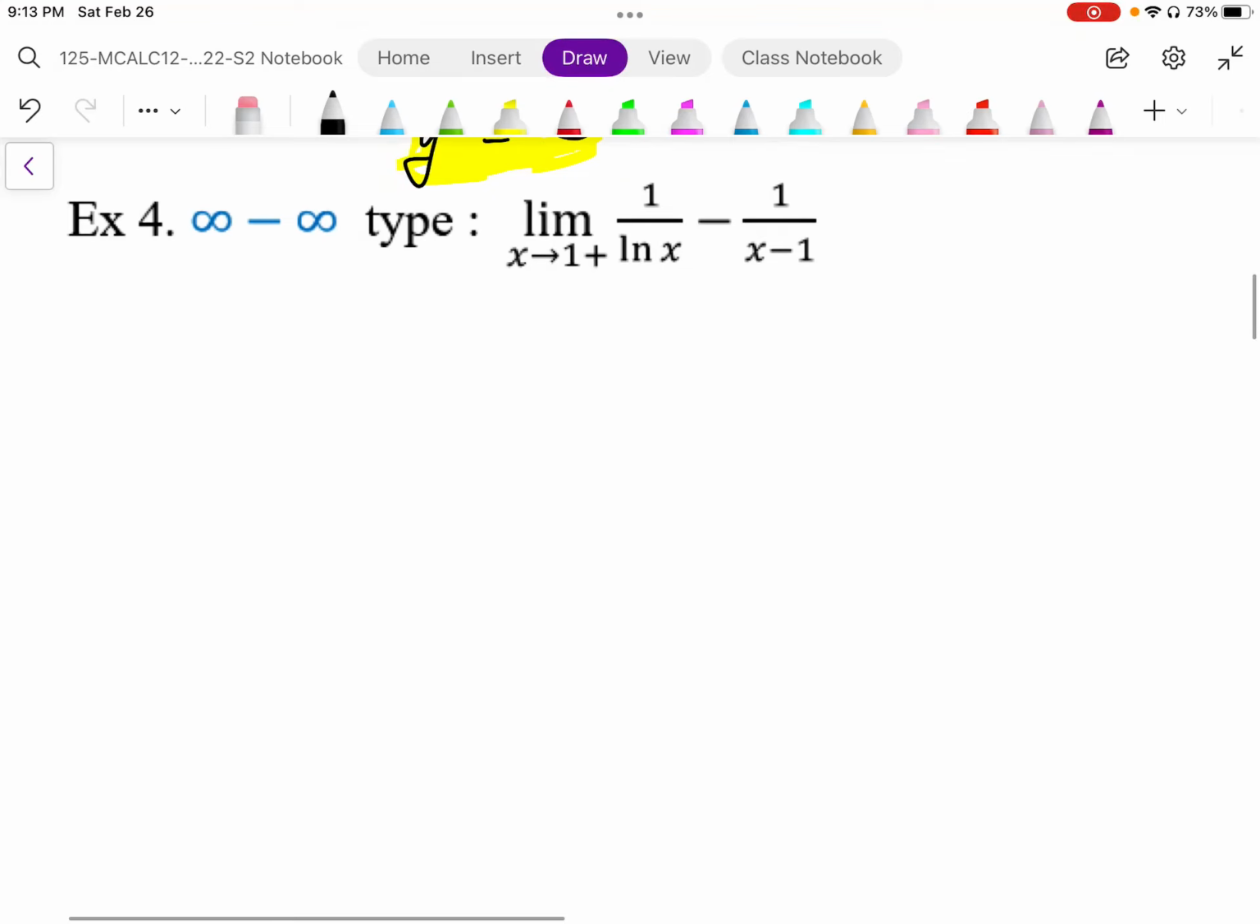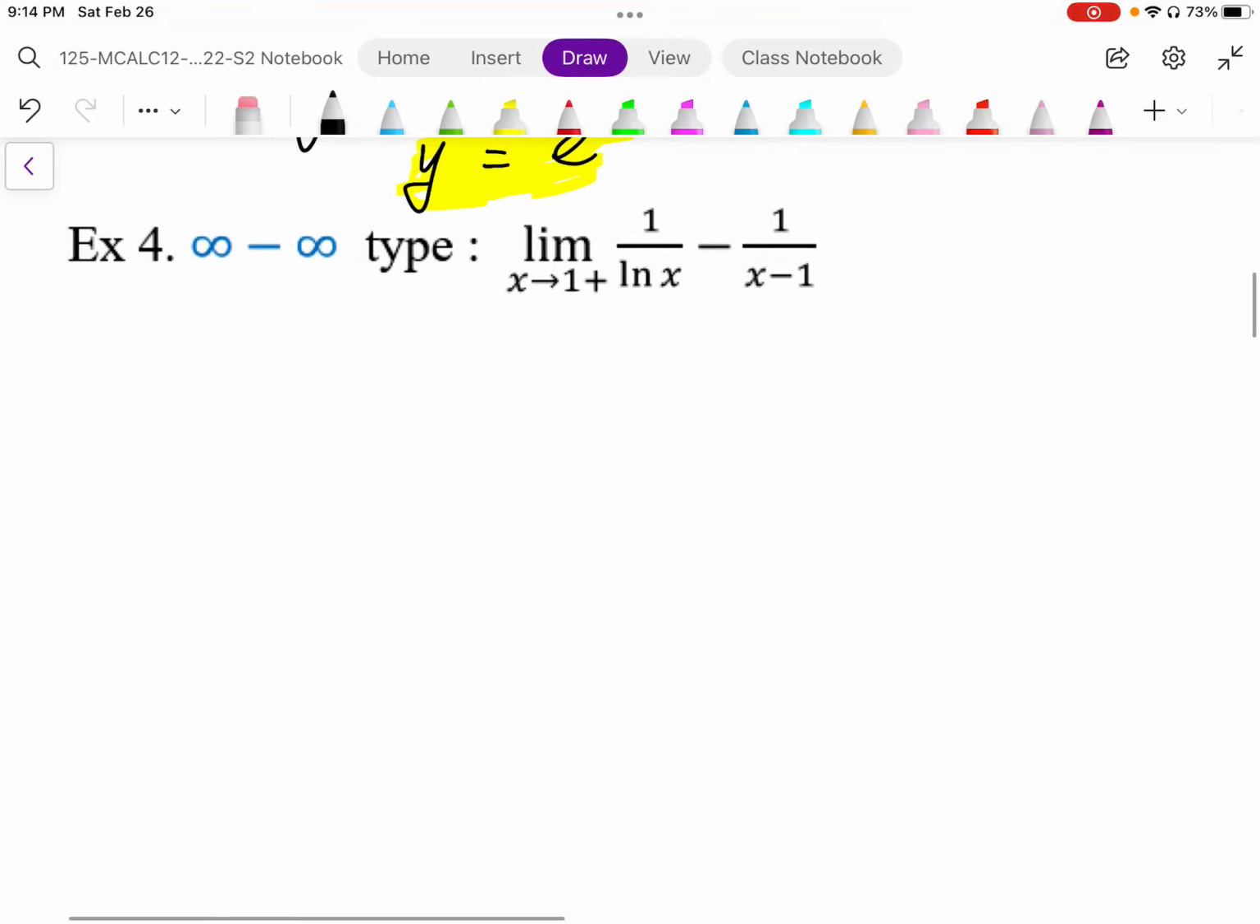So this type, infinity minus infinity, we need to rearrange. First of all, again, we're going to just check our limit. We get 1 over log of 1 as it approaches 1 from the positive side. It's going to be 0 from the positive side, minus 1 over x minus 1, where x minus 1 from the positive side is again 0 from the positive side. So we get infinity minus infinity.